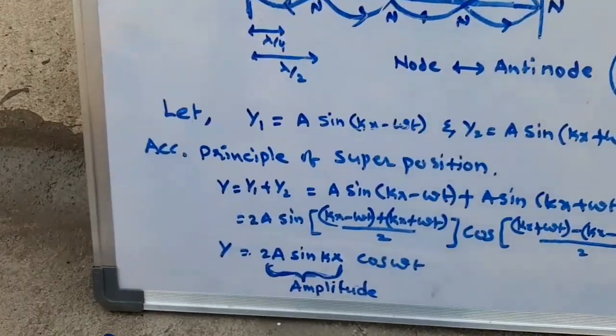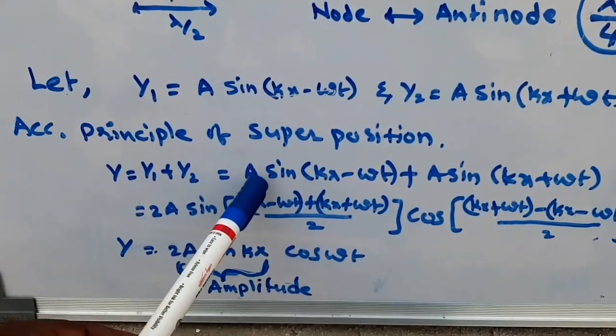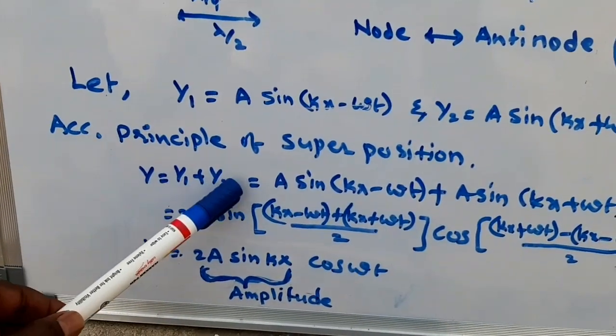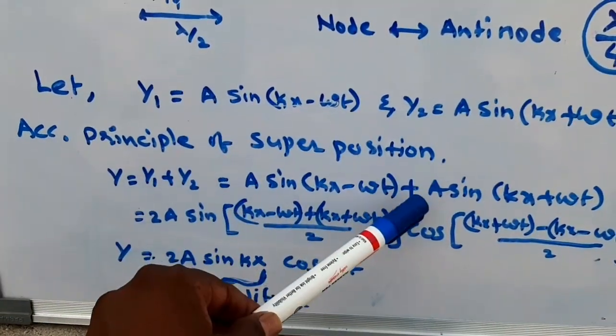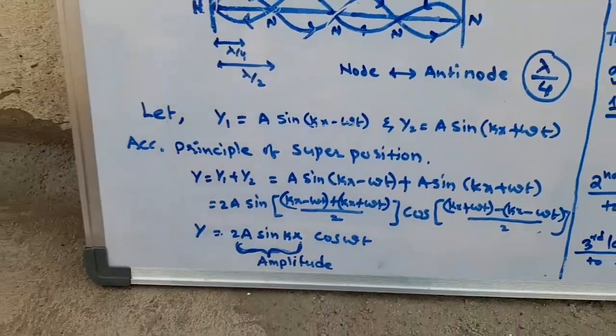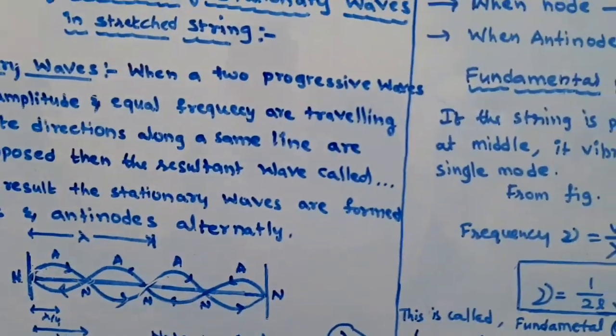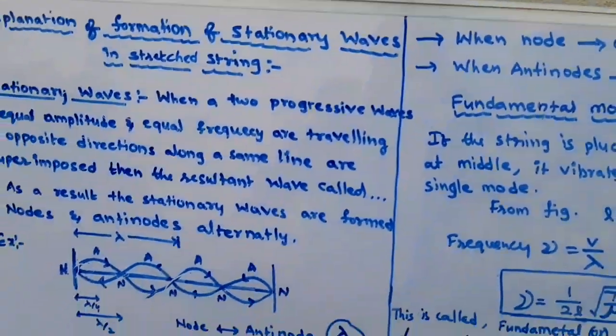Students, if you don't want to write this long equation, you can write directly y equals y1 plus y2, combining these two equations. You can directly write this equation, no problem. You will get the marks, don't worry about that. And see, whenever nodes are formed, where are the nodes?